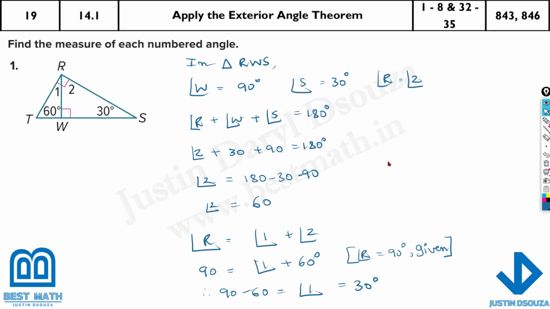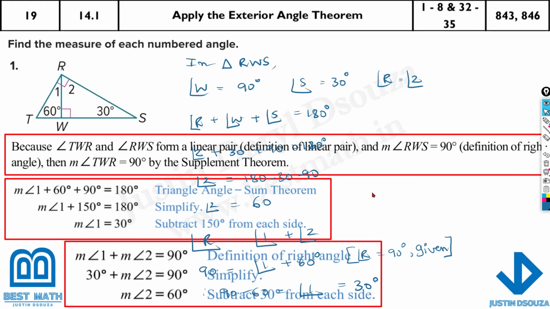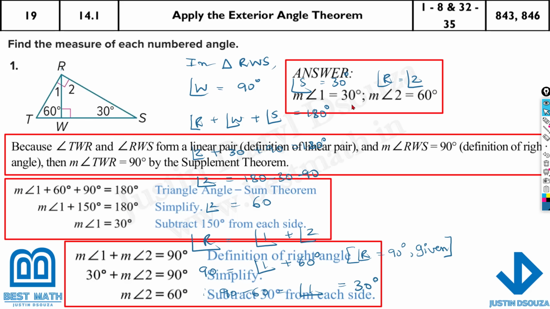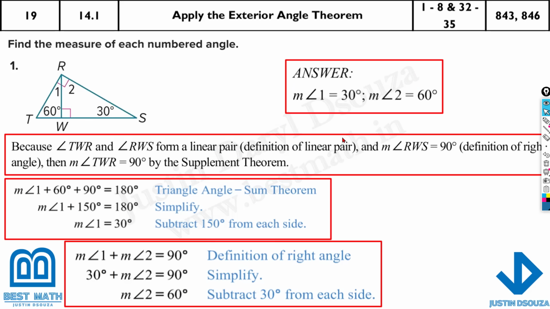So these are too many details, but that'll give you absolutely full marks. In the next problems, I'm not going to write so many details, but whatever is required, I'll be writing. And if you write so much, you'll definitely get full marks. So here it's very easy. It's 30 and 60. You can see the answers. Measure of angle 1 is 30. Even if you do it with this triangle, this is 60, 90, and that's 30. So 1 is 30, 2 is 60.